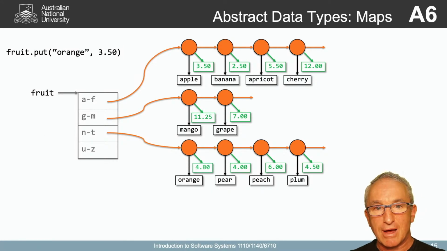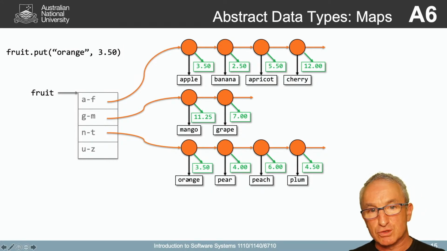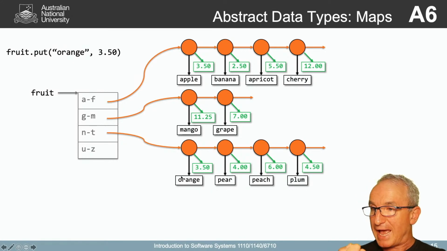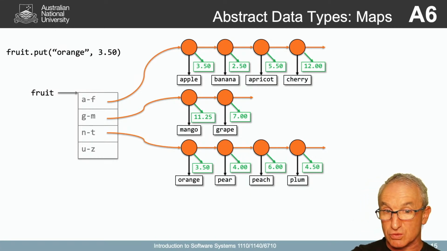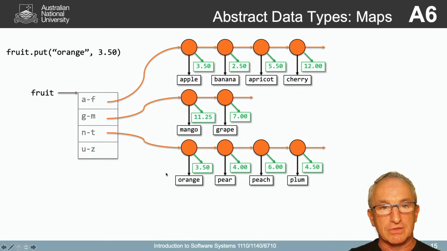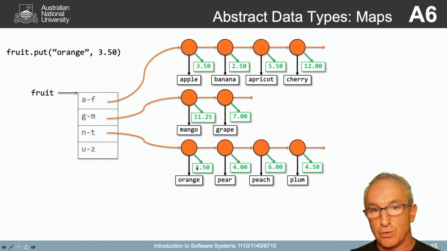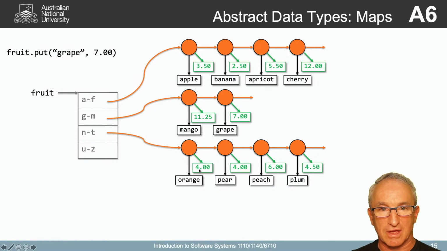Put orange. Now that's interesting. So orange was already in there. Okay, so we do a put of orange. Remember, if we did an add to a set of something that's already there, it has no effect. But if we do a put of something to a map, just like Harriet said a few minutes ago, it overrides what's already there. Okay, so in this case, orange had a price of $4. Now we've said put orange 350, and it says 350.